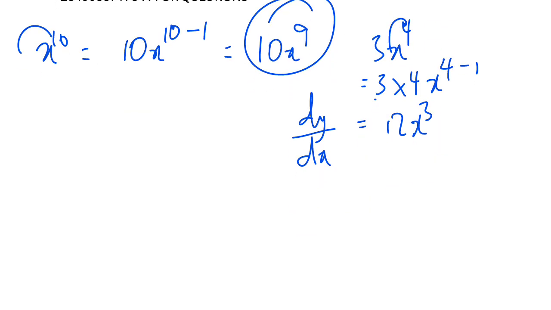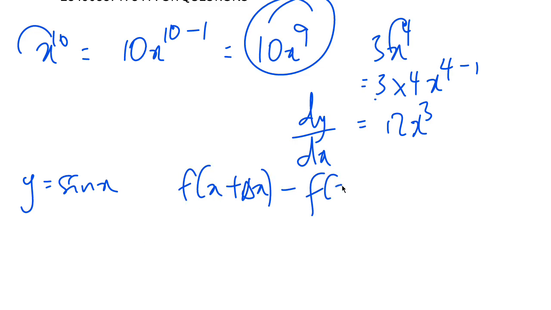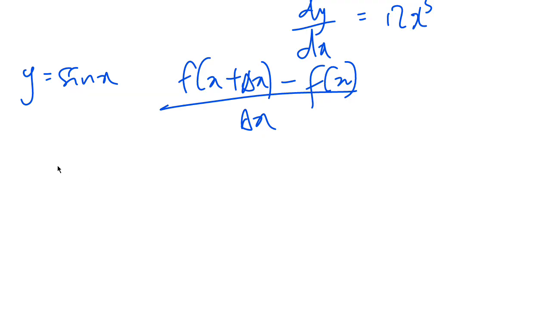Even in the case of trigonometry, which we will look into deeply in part 2, for example, if you're asked to differentiate sin x from first principle, what do we do? Remember the rule: f of x plus change in x minus f of x, over change in x. That's the principle. So anywhere we see x, we replace it with x plus change in x. So that becomes sin of x plus change in x, negative the original function, which is sin x.